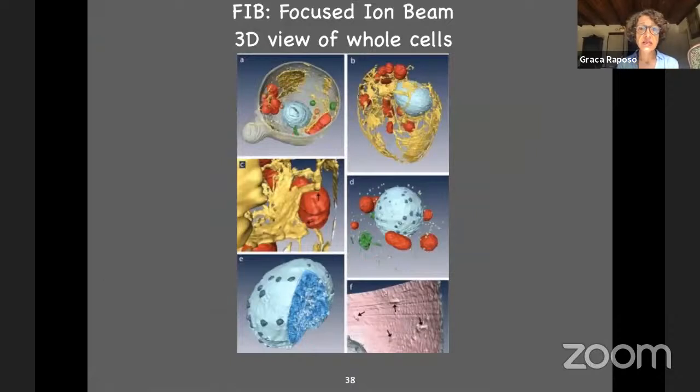And last but not least, there are other methods of tomography for whole cells that you may hear about, for example focused ion beam or 3D view. With the electron tomography I gave you as an example, you can study an organelle or two organelles. Here you may have less resolution on a particular organelle, but if you want the whole cell, you now have these methods called FIB, focused ion beam, or 3D view.